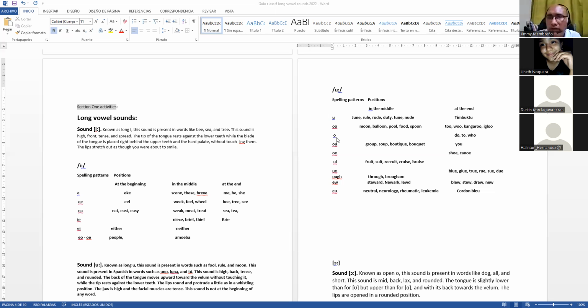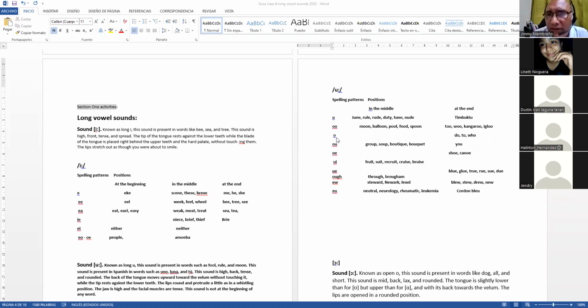The letter O is also pronounced as a long U sound, but only at the end of the word. So for example, the word do, the famous auxiliary do, the preposition to, and the word who, like who is there. Who is a long U sound.